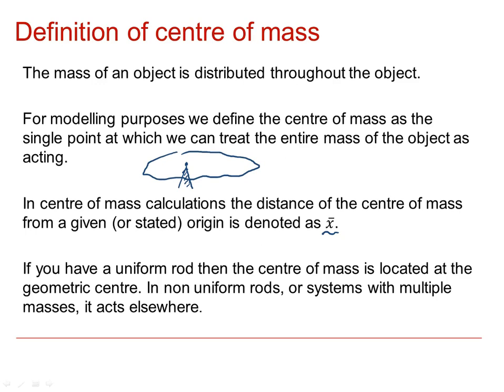If we have uniform distribution of mass and uniform shaped objects, then we can simply use that idea of symmetry to give us the center. So for example, in a straight rod, then we could say that the center of mass is at the center of the rod if the mass is distributed evenly throughout the rod.